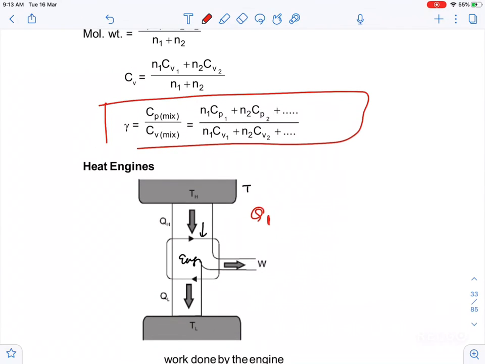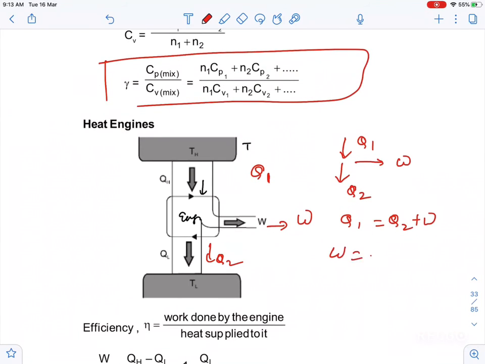Now guys, this formula you have to remember: gamma of a mixture is (N1 Cp1 plus N2 Cp2) upon (N1 Cv1 plus N2 Cv2). Heat engine, guys: the amount of heat you are giving is Q1. It extracts Q2 heat and does work W. So you can simply use Kirchhoff's current law here. Incoming is Q1, outgoing is W and Q2. So Q1 is equal to Q2 plus W, and work done can be written as Q1 minus Q2.